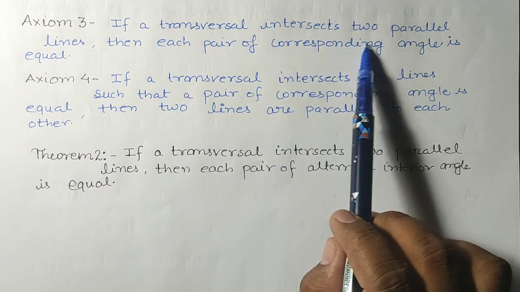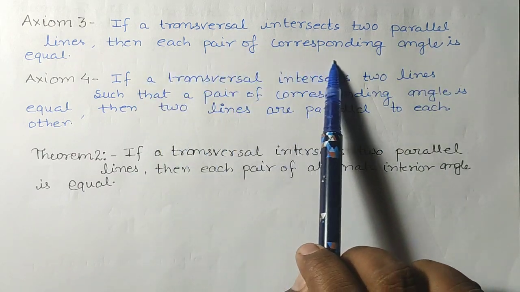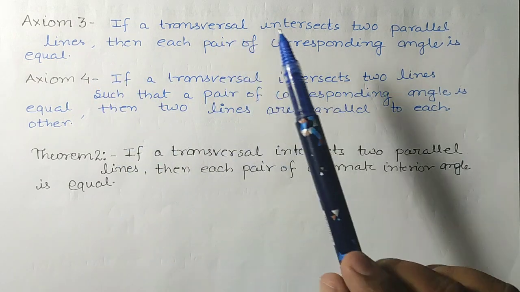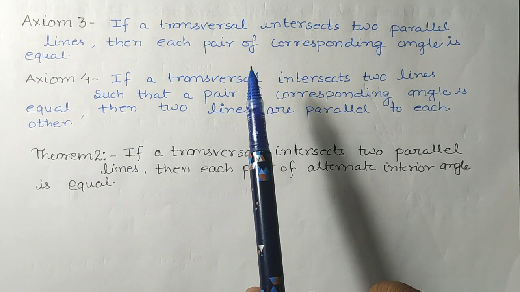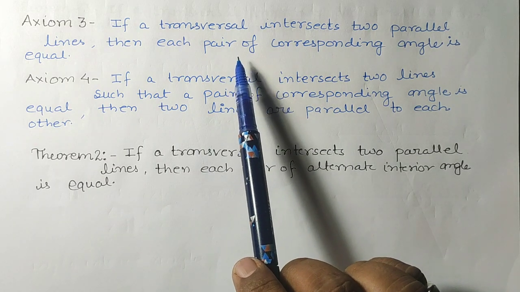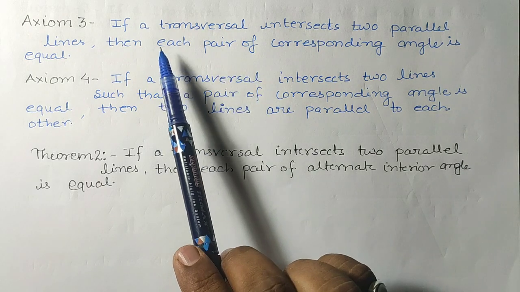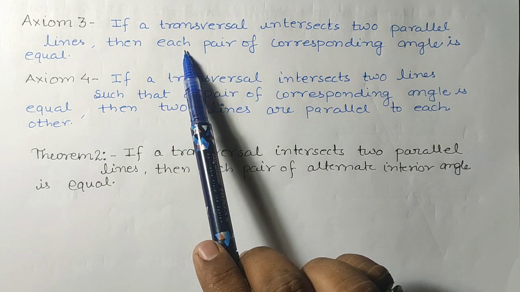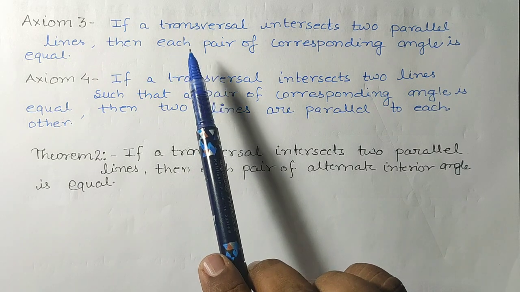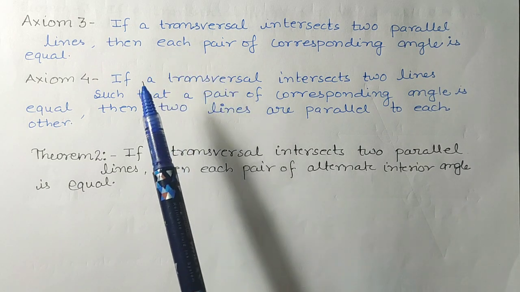If a transversal intersects two parallel lines, then each pair of corresponding angles is equal. We have seen in the above figure that their corresponding angles are equal. Okay, so basically this is the axiom why the angles are equal. This is the axiom. Axioms are what? Axioms are general facts, okay, which do not require proof.